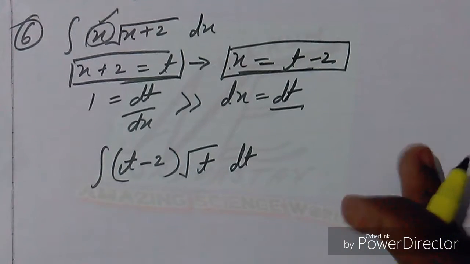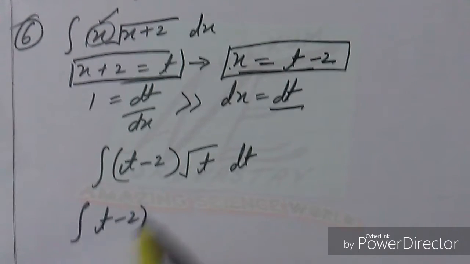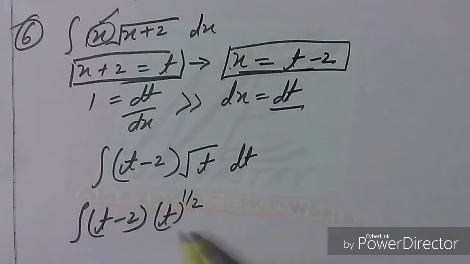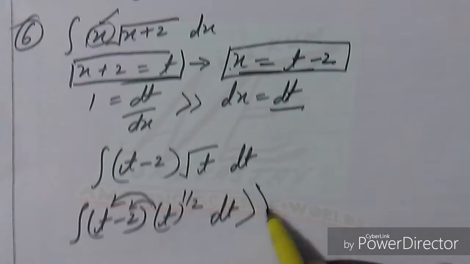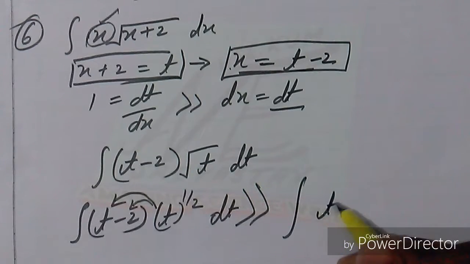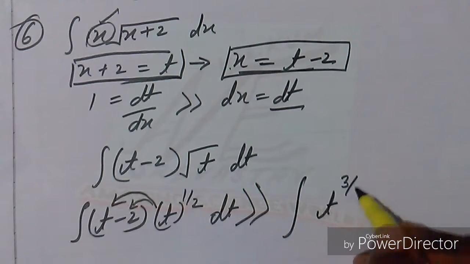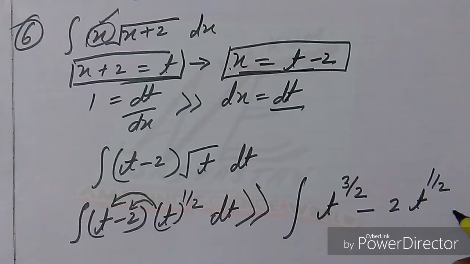First of all, before integration, we simplify the expression, that is (t - 2) under root, and we change the root to a power of 1 by 2. My friends, now we multiply it in the bracket, 1 by 2 with both. Then the integration of t: first of all, t to the power 1 by 2 is multiplied with t, that gives t to the power 3 by 2, minus 2t to the power 1 by 2. My friends, that is dt.